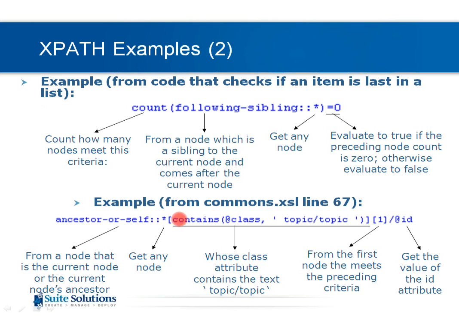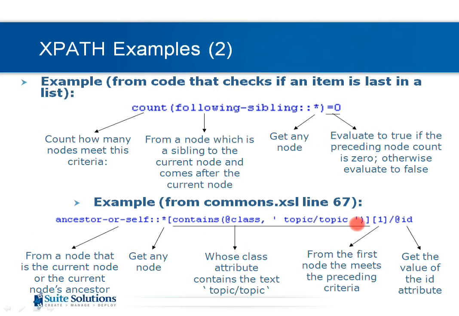Here's another function that's used all over the place in the DITA Open Toolkit, which is the contains function. We could have said whose class attribute equals topic, like we said before. But it's best practice to use contains because there might be other things in that string. It might also say topic task, for example. Side note, we'll get back to that in later webinars. But anyway, from the ancestor or self axis, get me a node, which is a topic essentially.